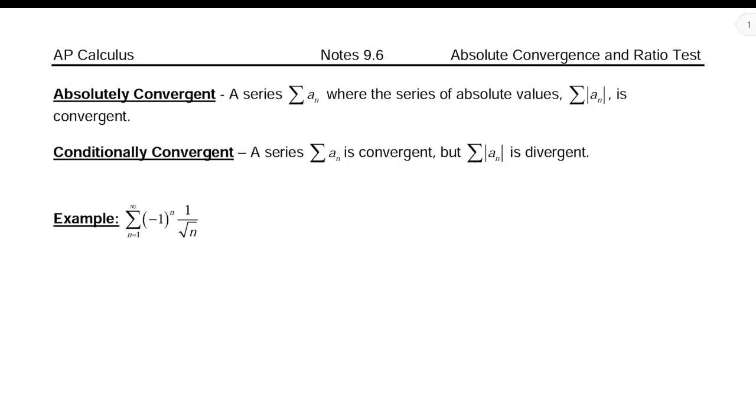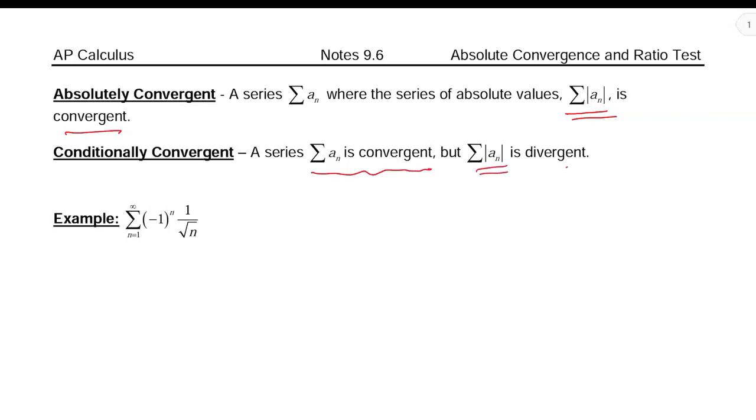Section 9.6 is on absolute convergence and the ratio test. We'll start with absolute convergence. A series is absolutely convergent when the absolute value of the series is convergent. To be conditionally convergent means that your series is originally convergent, but the absolute value of your series is divergent.